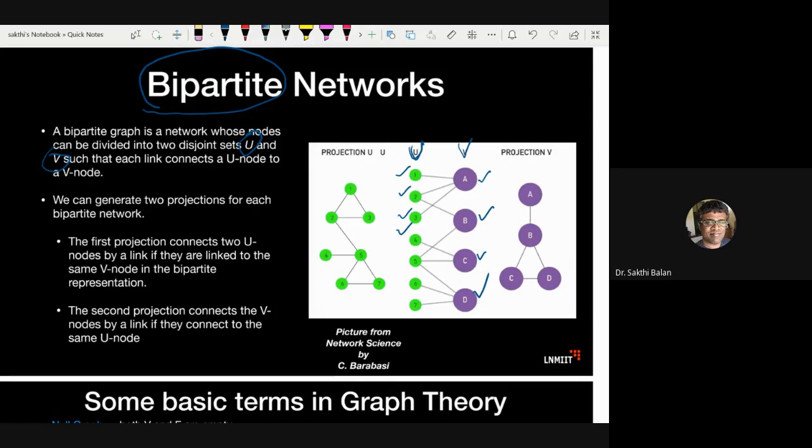Right. So we can generate two projections for each bipartite graph. Well, what are they? The first projection connects two U nodes by a link if they are linked to the same V node in the bipartite representation. And the second projection connects the V nodes by a link if they connect to the same U node. Right. So this is a projection of V. I'm talking about V. So here we are talking about the projection of U. So let us take the simple one, which is the projection of V, which is very simple to understand. So here A and B are connected. Why is it so? A is connected to 3.